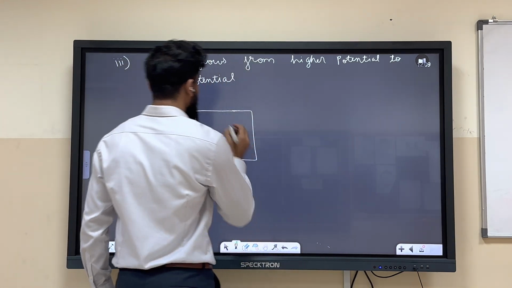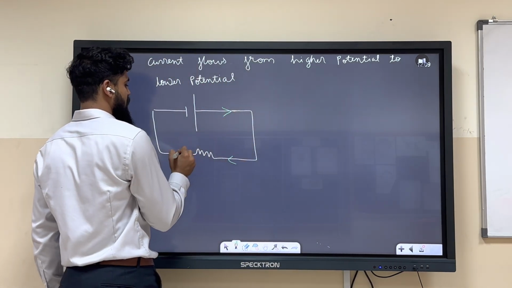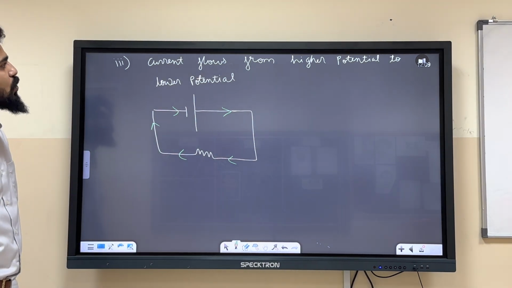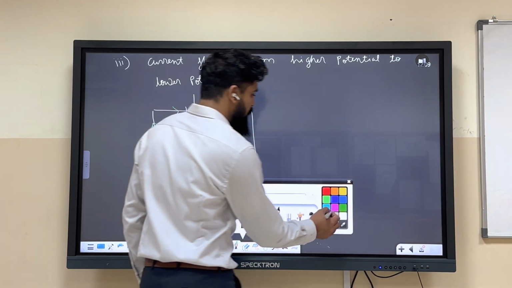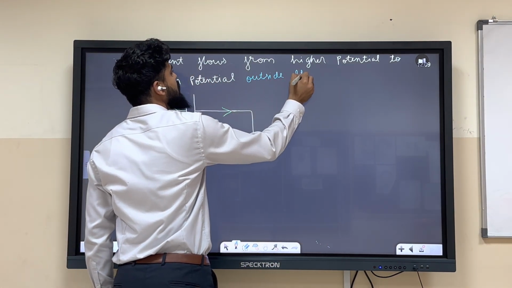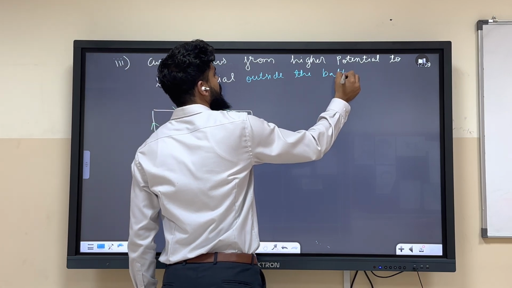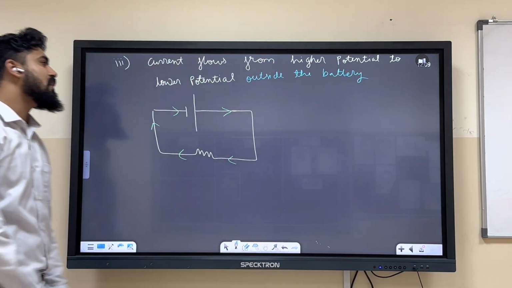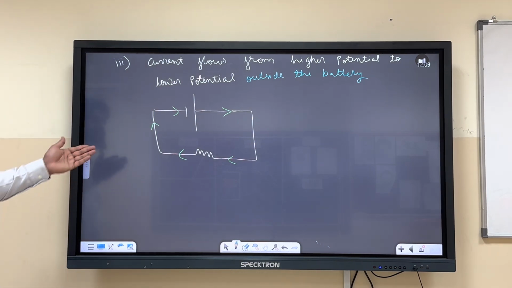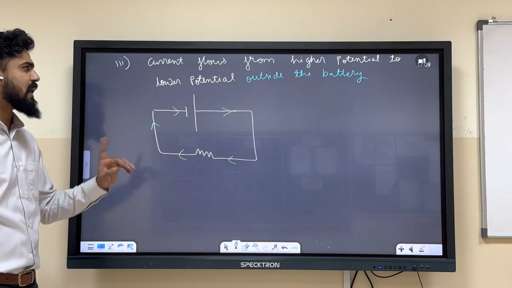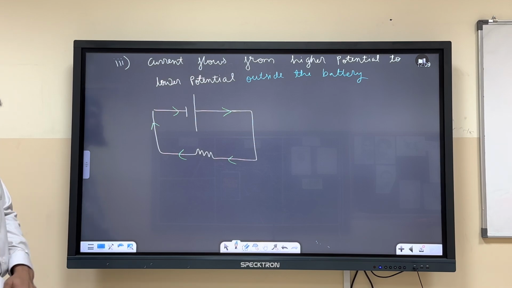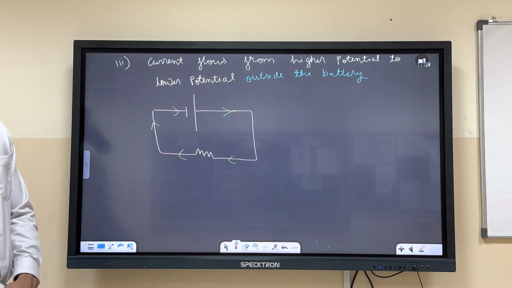See, current is flowing from higher potential to lower potential. Higher potential to lower potential, we should add one point outside the battery. Outside the battery, it is flowing from higher potential to lower potential. But inside the battery, it is flowing from lower to high. I am not writing that point. I hope this whole point is clear. Okay? Current flows from higher potential to lower potential outside the battery.